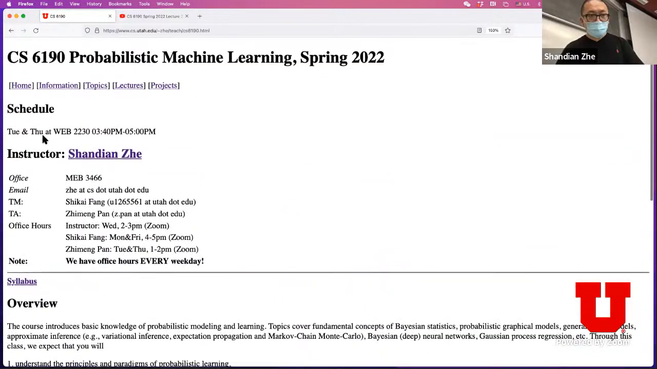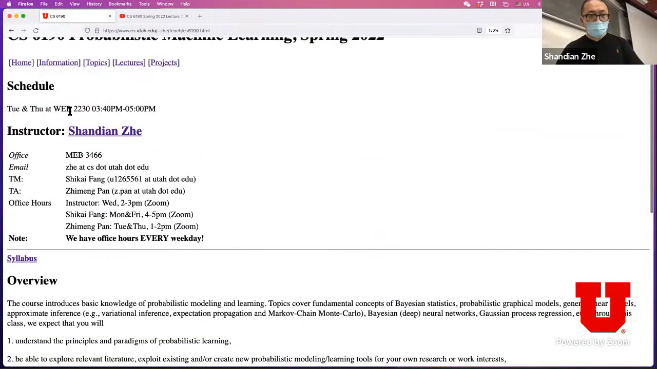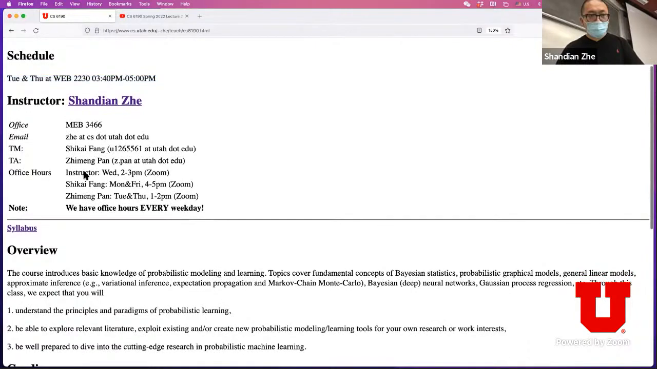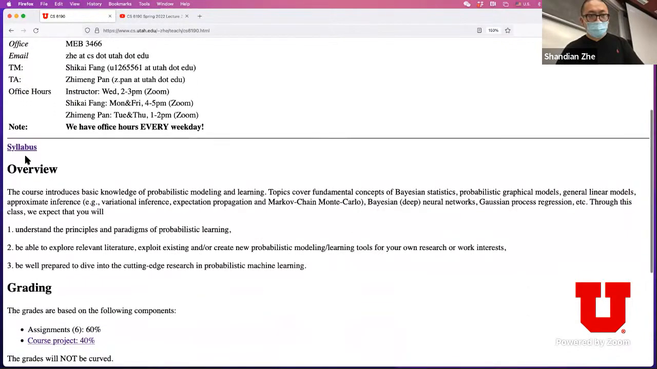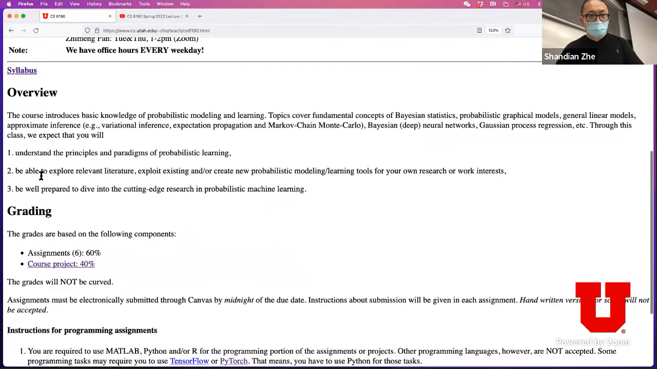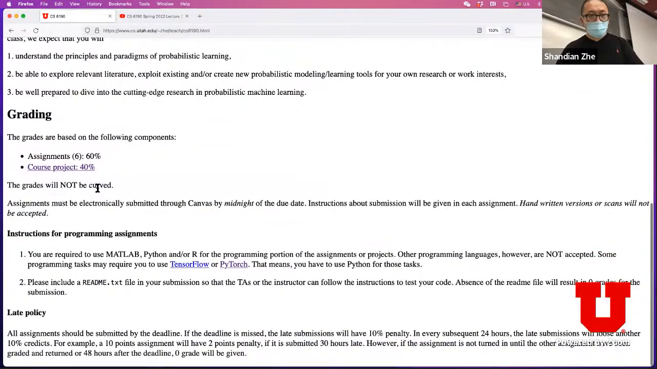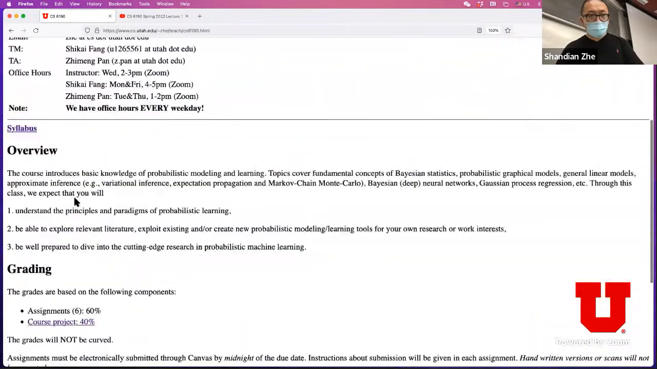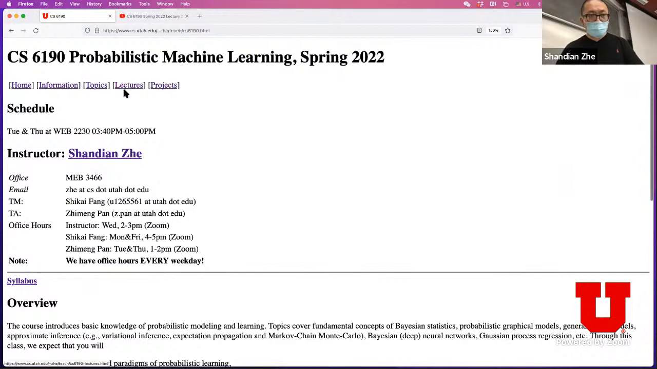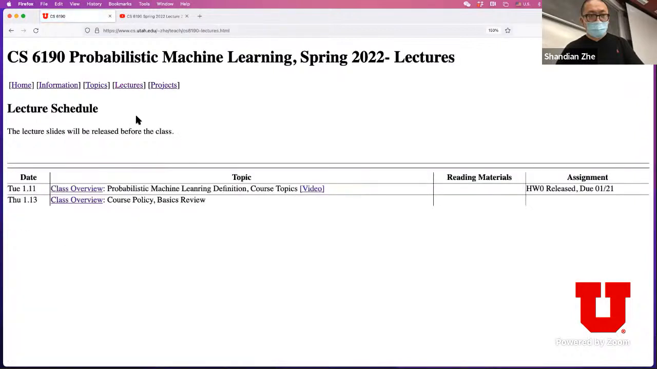The main page has the instructor and also the time, schedule, and the office hour, and a link to the syllabus and overview and grading standards. Those are pretty much the same as the syllabus. And I think the most useful tab would be this lecture link.